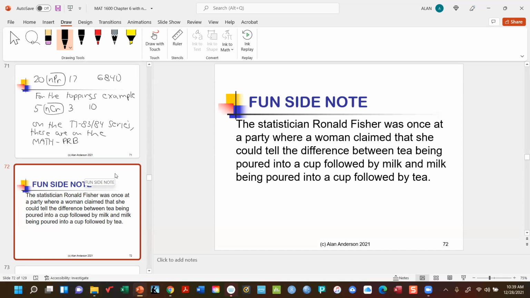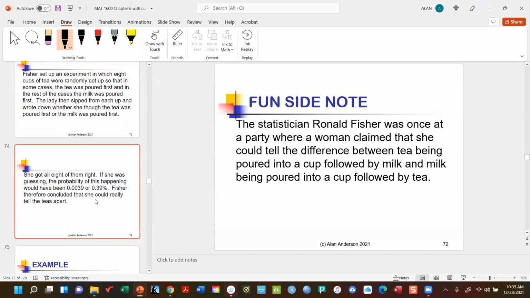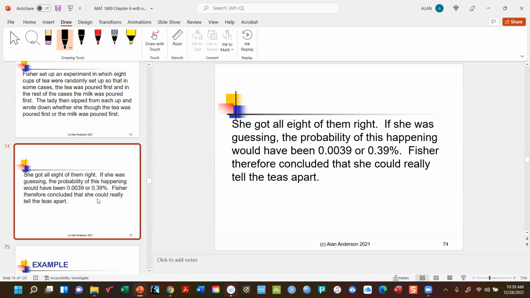Well, it turned out that she got all 8 of them right. And so Ronald Fisher used what is now known as the binomial distribution to determine that the probability that she did this by pure chance, in other words by guessing, was about 0.39%. We're going to see later on how this was calculated, which means that the chances of her guessing are so low that he concluded that she really did know how to tell the two apart, tea first or milk first.